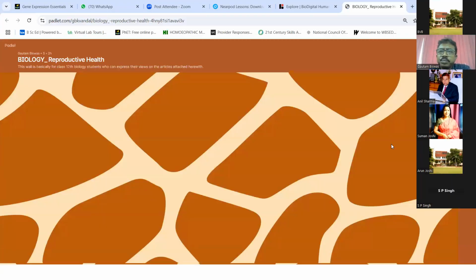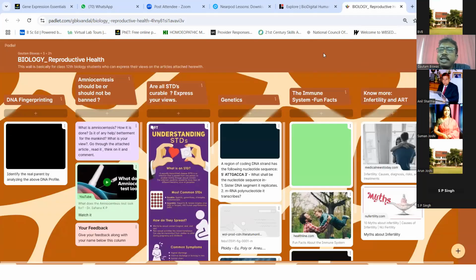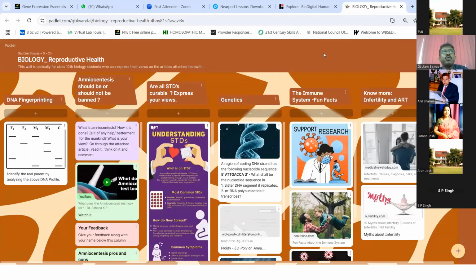Now, it is actually a digital interactive board, you can say, or a display board where you can not only put photographs or written matters, you can also add videos. So here, this was the first thing which I have done. What is amniocentesis? How it is done? Is it of any help, betterment for the mankind? What is your view? Go through the attached article, read it, think of it, and comment. And I've given this video, attach the video over here.